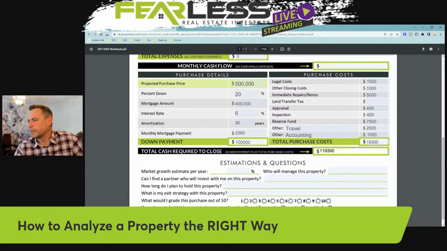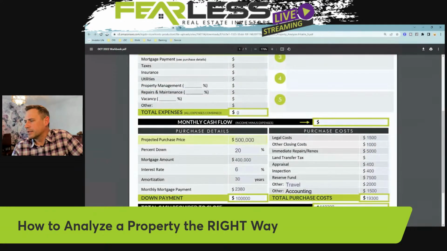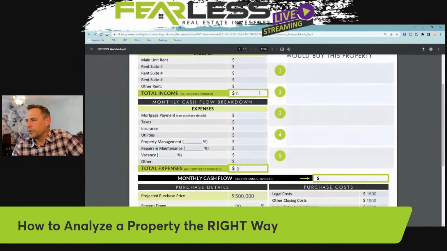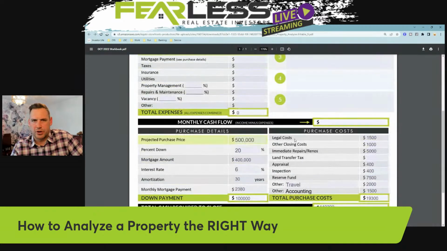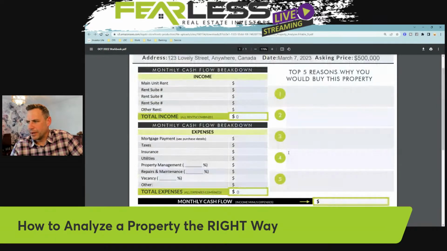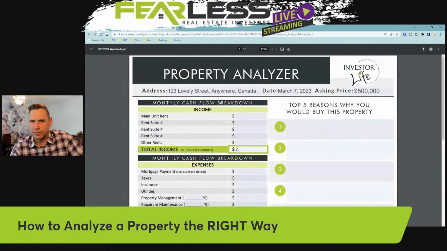There we go. Okay, so now, guys, once we've figured out our purchase details, once we've figured out our purchase costs, we go to our monthly analysis. And this is kind of where most people start. But what we want to do is figure out our actual purchase costs first. Then we go to our monthly analysis, so our monthly cash flow breakdown.